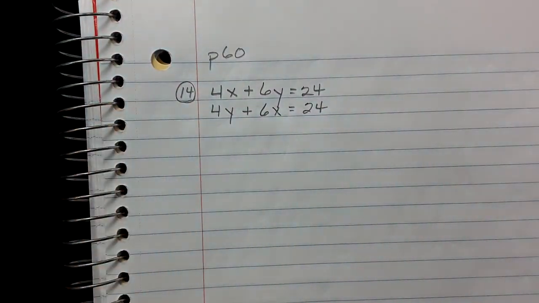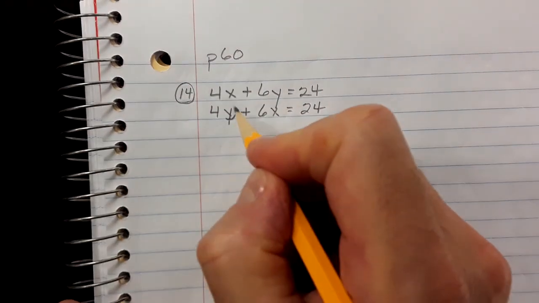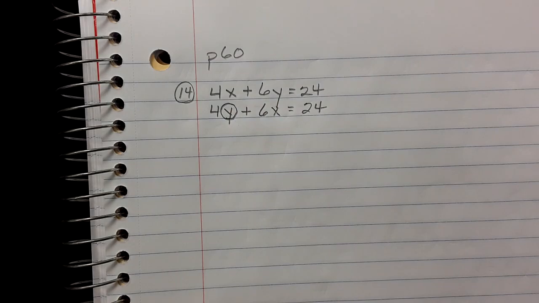4x plus 6y equals 24. So we switch the x and y around. 4y plus 6x equals 24. Once we switch them around, what do you solve for? Y. So how do you solve for y? What do you get rid of first?